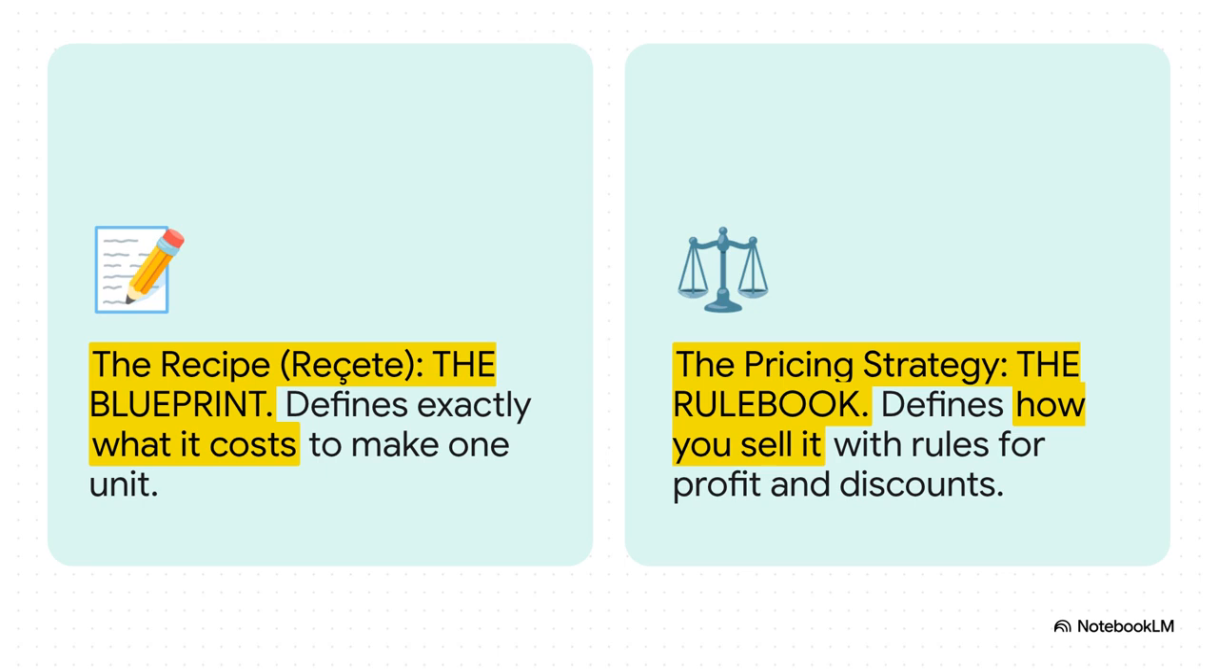On the left, you've got the recipe, or recette, as it's called in the original system. Think of this as the blueprint. It's the hard fact. It costs what it costs, period. But then on the right, you have your pricing strategy. That's your rulebook. That's your playbook. This is where you decide your profit margins or how you apply special discounts for a great customer. One is fact, the other is strategy.